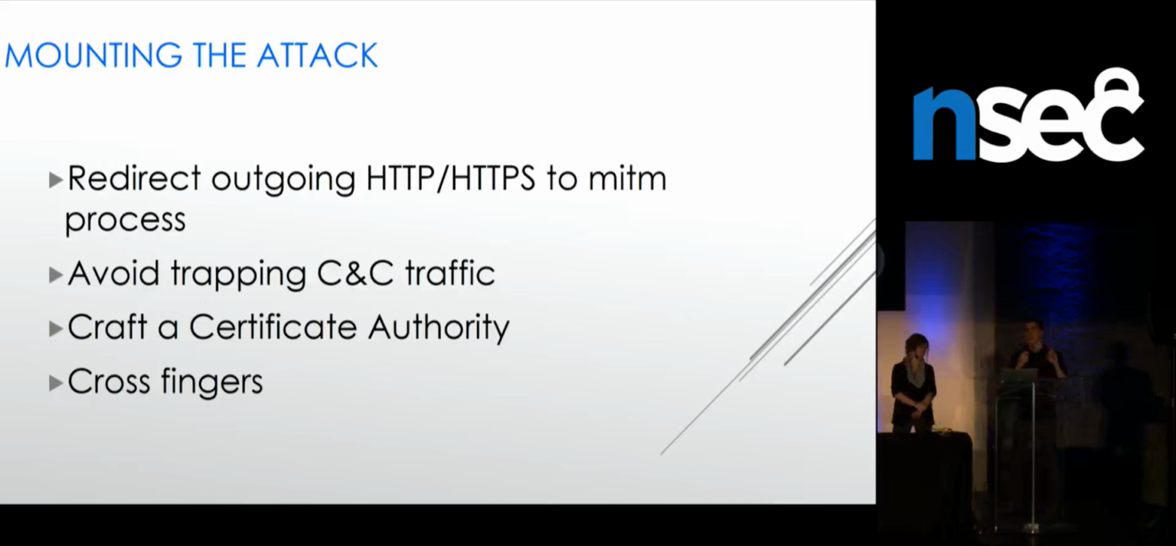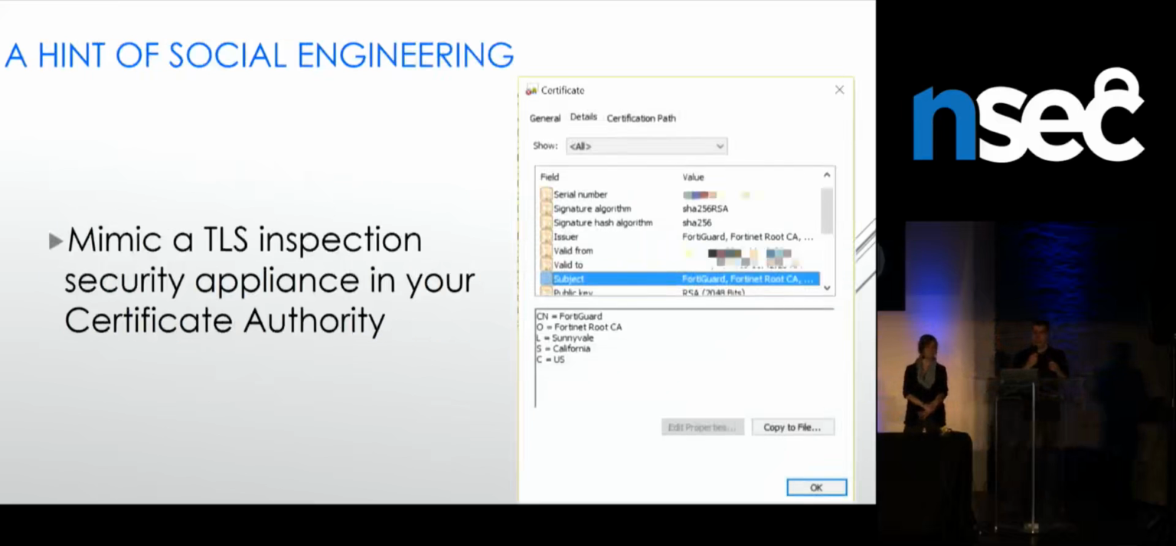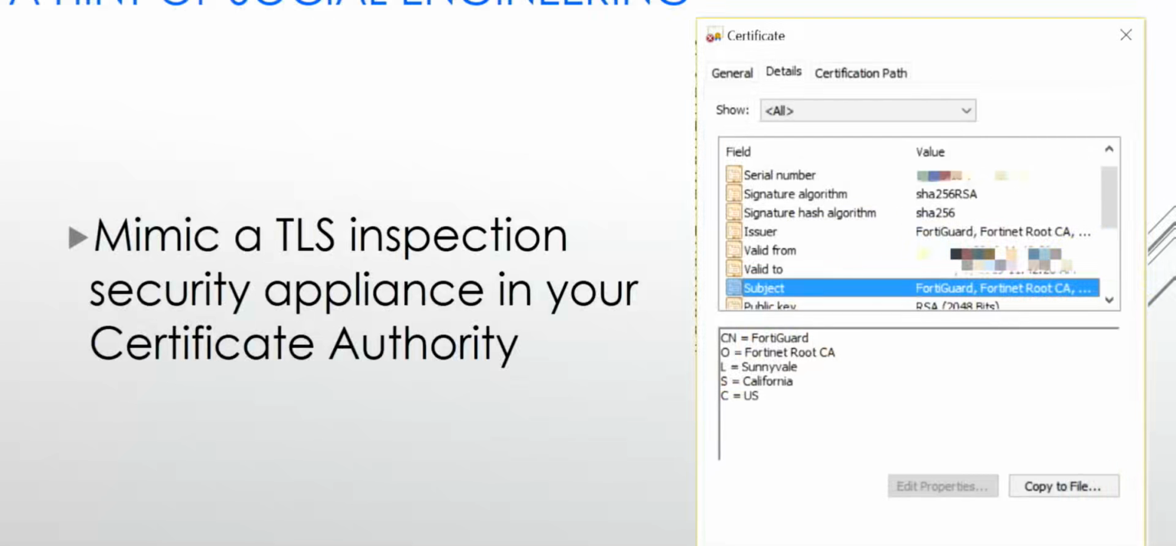But with the opportunity to craft certificate authorities, we had an idea. We figured, why not do a little bit of social engineering? So what we did is we mimicked a certificate authority of a security appliance. I picked several of them: WebSense, Fortinet, FortiGuard, Checkpoint, and stuff like that. So I mimicked vendor products, in other words.